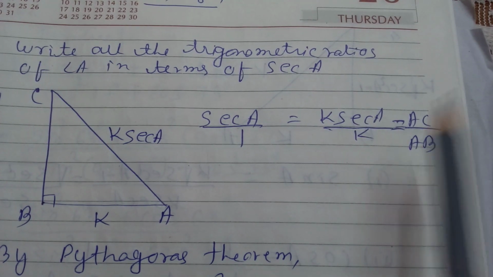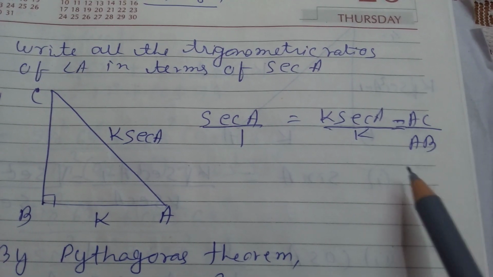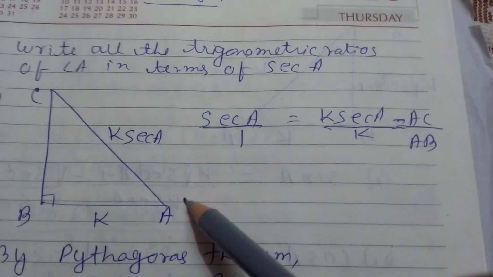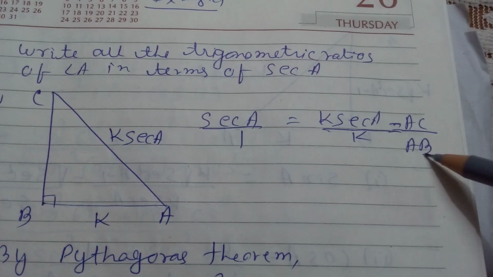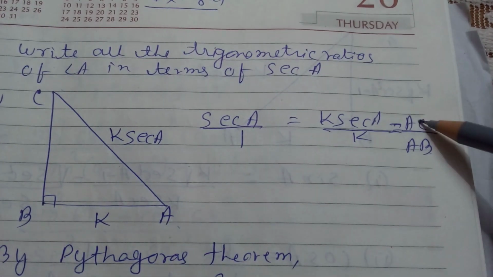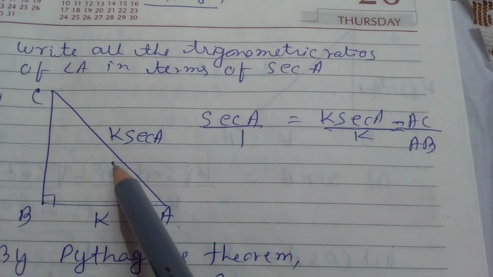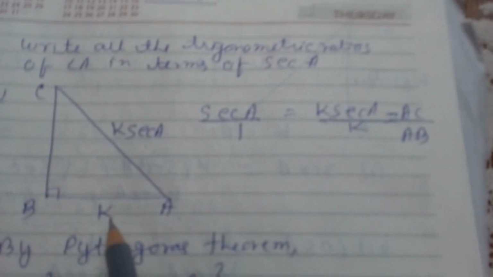Sec is in the form of H by B. H equals AC, which is opposite to the 90 degree angle, and AB is the B. So H by B. So AC equals k sec A and AB equals k.